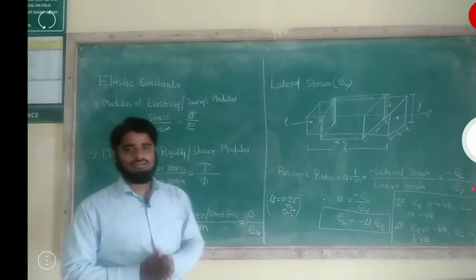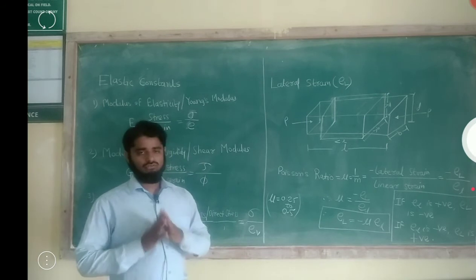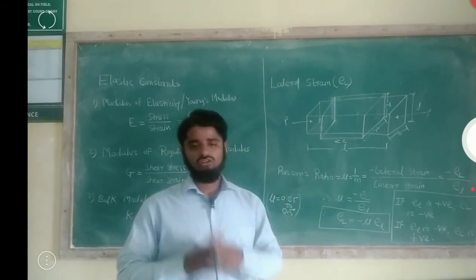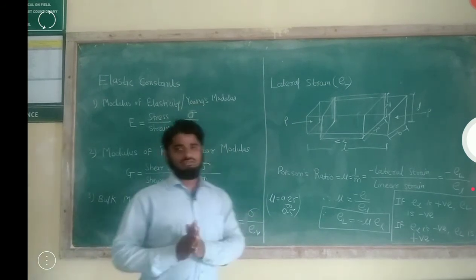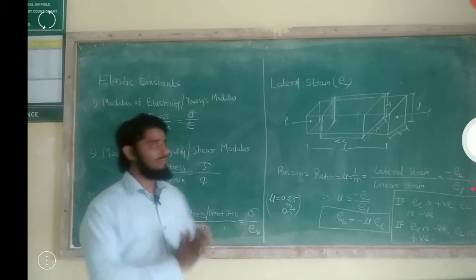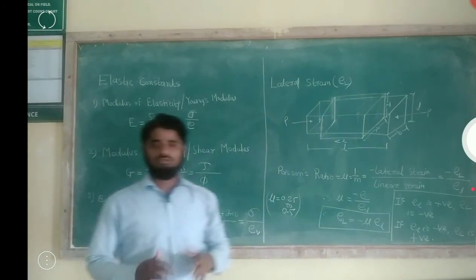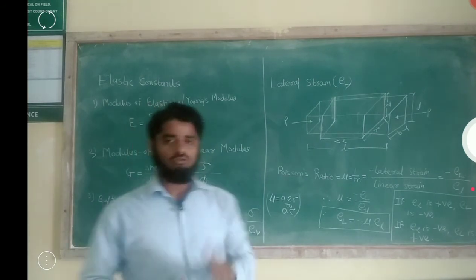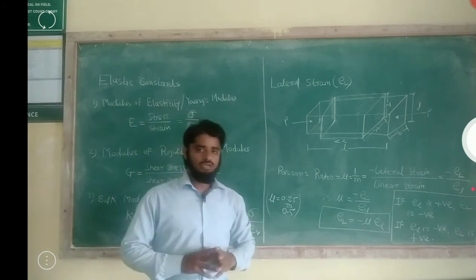Hello everyone. In the last session, we saw the volumetric strain for the uniaxial stress system, biaxial stress system and triaxial stress system. Now, depending upon that, next we are going to learn about elastic constants. There are various elastic constants used in the mechanics of structure. We have already learned about the modulus of elasticity and something about the modulus of rigidity.